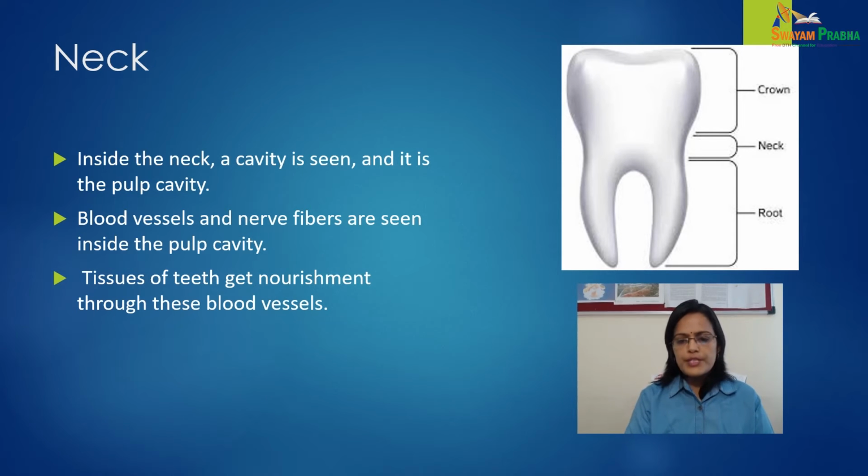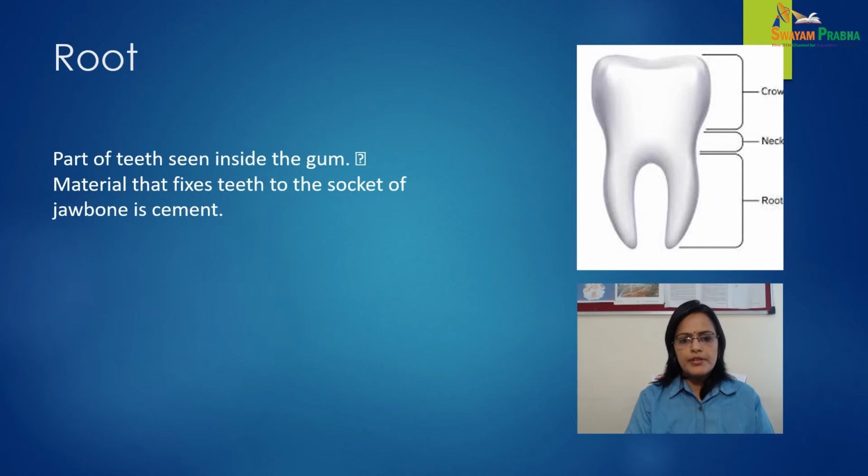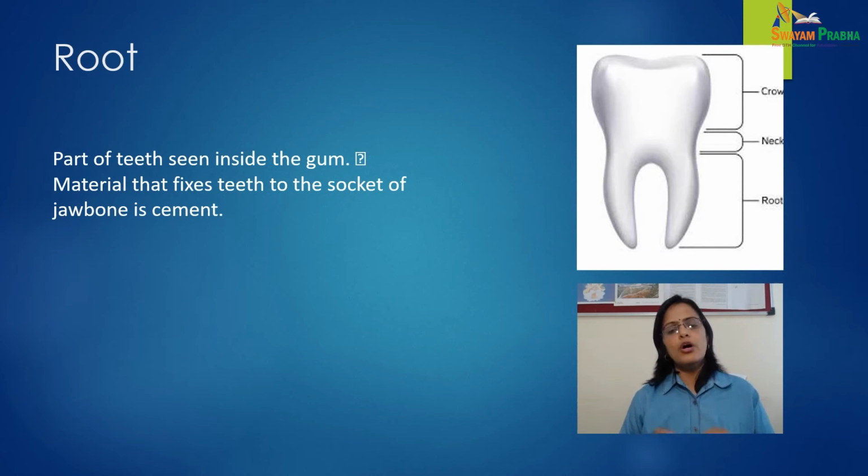Now what is the root? The root is the part of the tooth seen inside the gum. The material that fixes the tooth to the socket of the jawbone is cement, which we will see in the coming module. So this is about the root. The three main parts of the structure of a tooth are crown, neck and root.